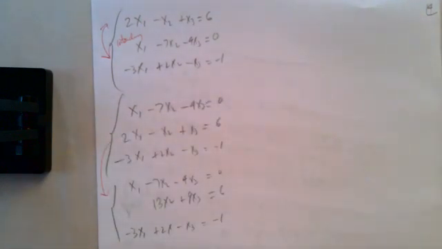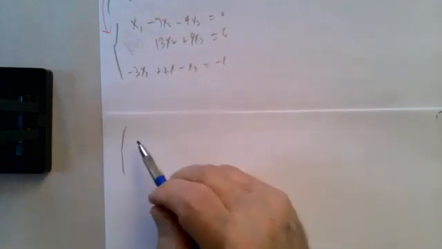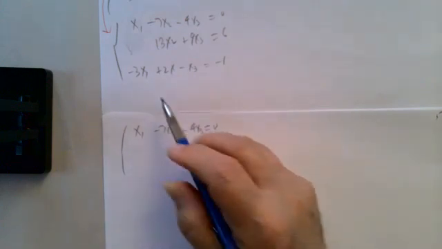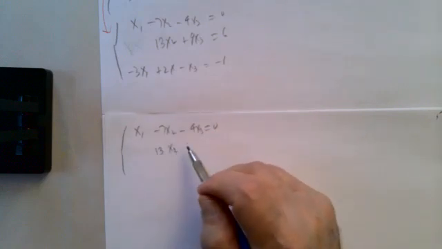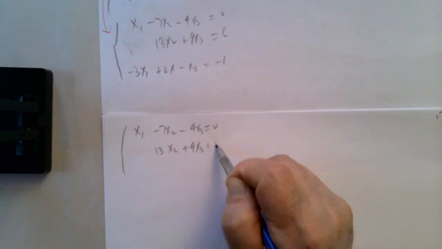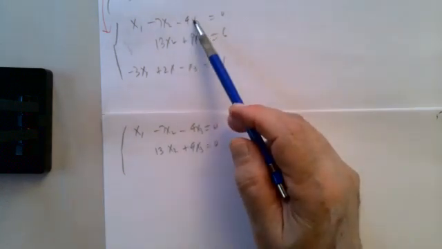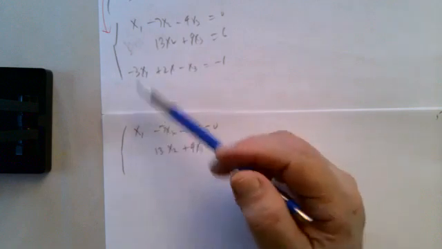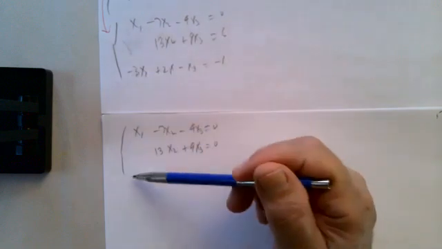And then the next thing I want to do is eliminate the x1 from the third equation. So what I'm going to do, I'm not going to touch the first equation. I'm not going to touch the second equation. But I'm going to multiply the first equation by 3 and add it to the third equation. And I do that because that eliminates the x1. Because when I multiply this equation by 3, I get 3x1 minus 3x1 is 0.